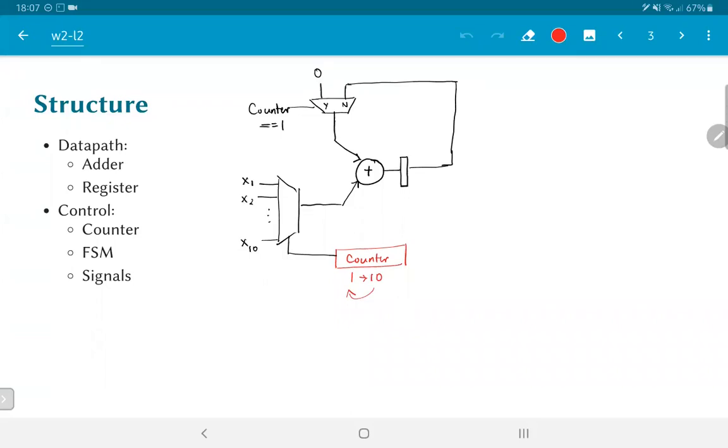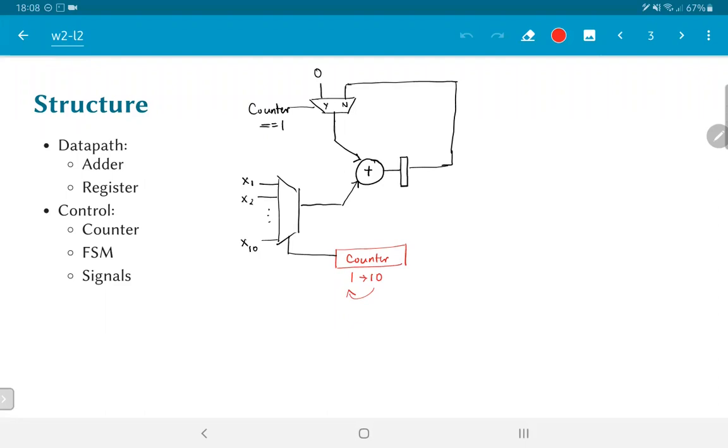So to quickly recap where we had left off as far as adding 10 numbers sequentially was concerned. We had this architecture consisting of a single adder, its output going to a register. The upper input to the adder comes either as feedback from the register or for specific cases, that is to say when a certain counter value is equal to 1, we just use a reset value, that is 0, coming into the adder. The other input to the adder consists of a sequence of values x1 to x10.